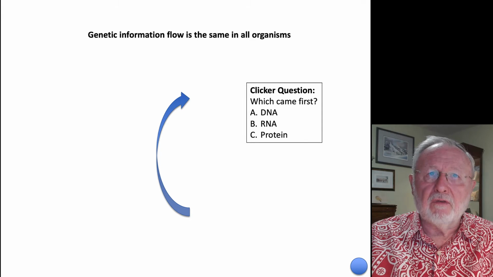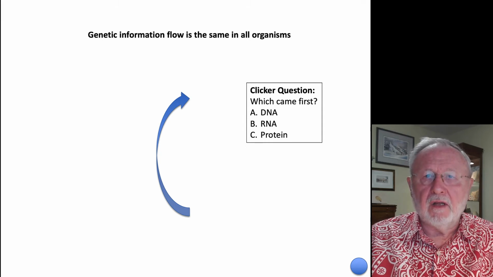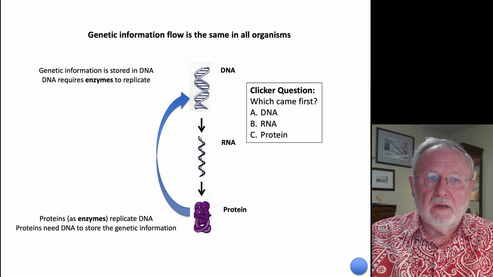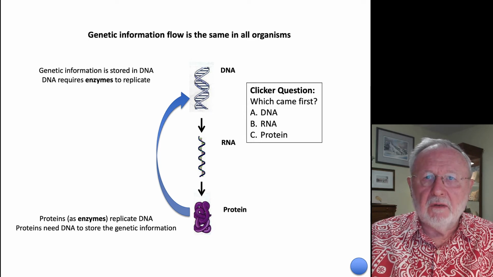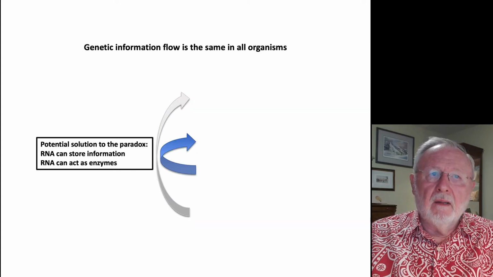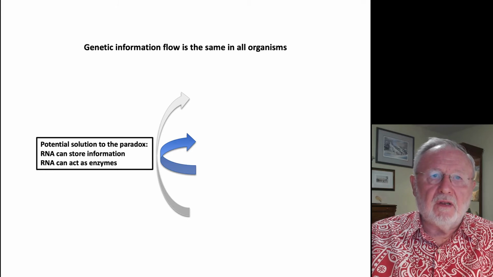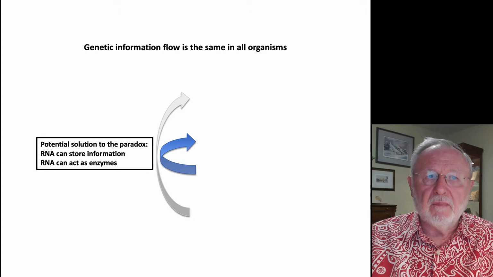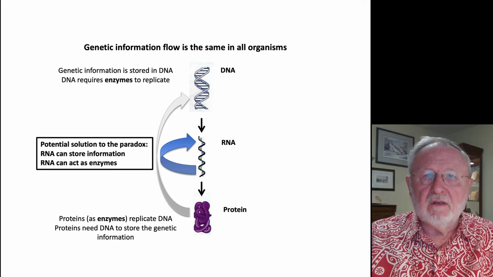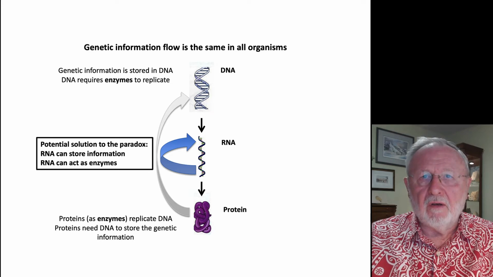Clicker question. The genetic flow of information is the same in all organisms. Okay? Which came first, DNA, RNA, or protein? In terms of recording information, the answer is RNA. Here you see that RNA can serve as an intermediate between, and perform the same functions as, DNA and proteins. We have the observation that information flows from DNA to RNA to protein. The RNA can serve the information capacity, and it can also act as an enzyme. But it's more efficient to do it with DNA to RNA to protein because of a few obvious reasons.